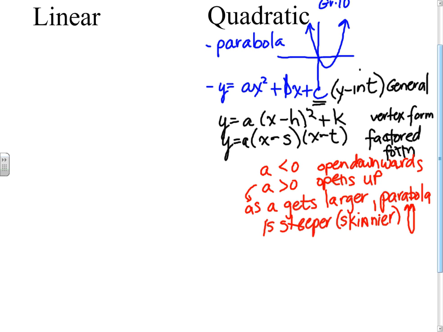Parabolas can open upwards like the one that I have in blue, or downwards. So a parabola could have a maximum or a minimum value at the vertex. So your vertex is that turning point right here or right here, and it can give you a minimum if it never goes lower than that, or a maximum if it has a highest value if it's upside down. So the vertex can give us maximum or minimum values.